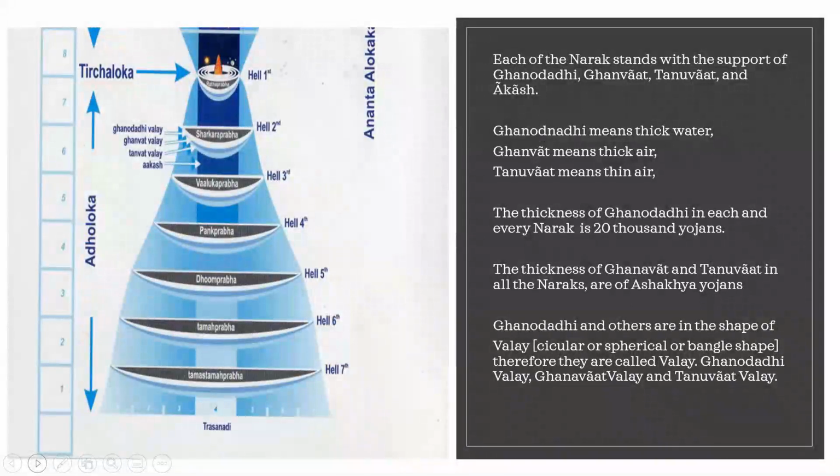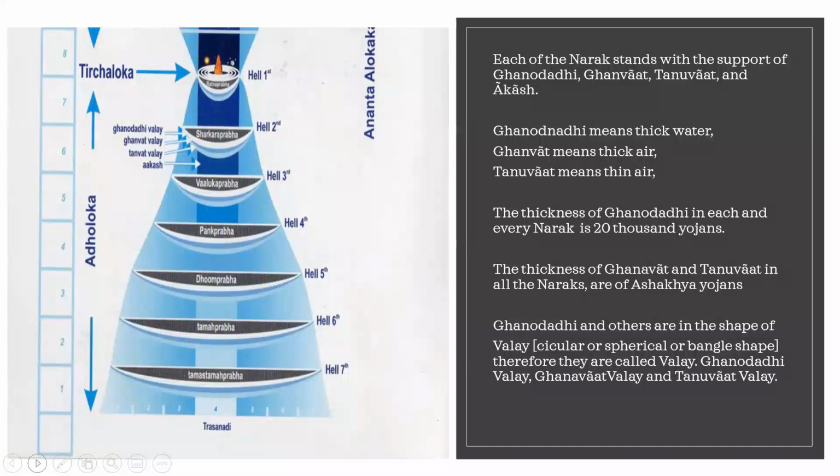And after that, the Bhumi of the second Narkavas, that is Sarkara Prabha, starts. Now the thickness of Ghanodadi, that is thick water, is 20,000 yojans. This thickness remains the same after each Narkavas. So Ghanodadi is 20,000 yojans. After that, there is Ghanvat.